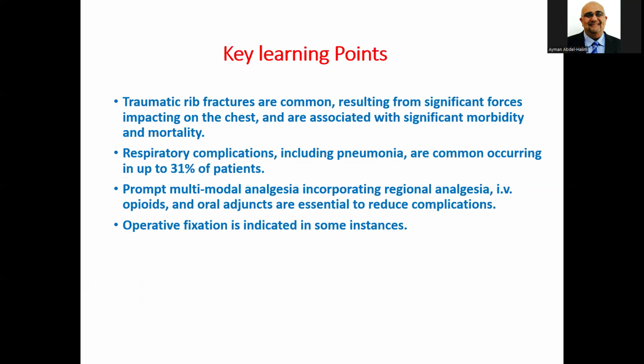Key learning points. Traumatic rib fractures are common, resulting from significant forces impacting the chest and are associated with significant morbidity and mortality. Respiratory complications, including pneumonia, are common, occurring in up to 31% of patients. Prompt multimodal analgesia, incorporating regional anesthesia, IV opioids, and oral adjuncts, is essential to reduce complications. Operative fixation is indicated in some situations. Thank you.